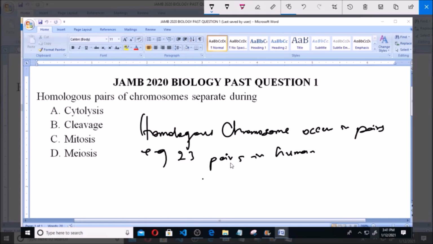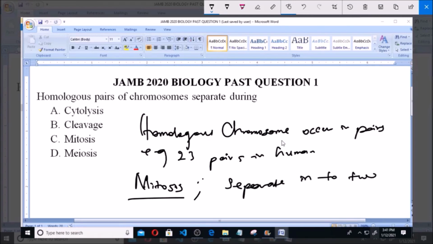Now, during somatic cell division, which is also called mitosis, that is cell division involving somatic cells, the body cells, this homologous pair of chromosomes will separate into two because they're pairs. So these two will separate and move to the poles of the spindle fiber. This is how it is represented.